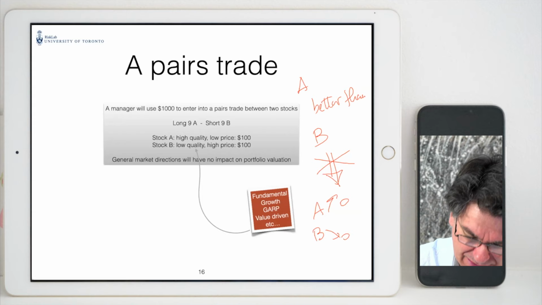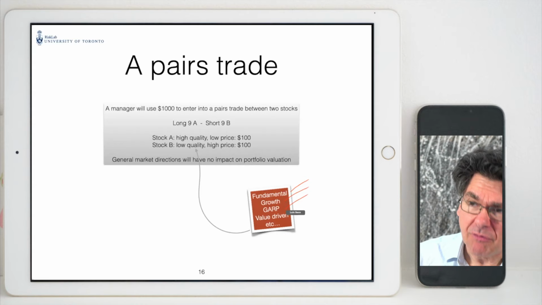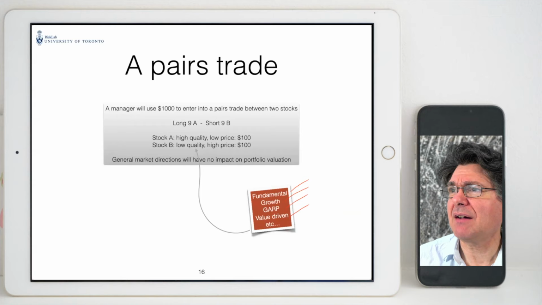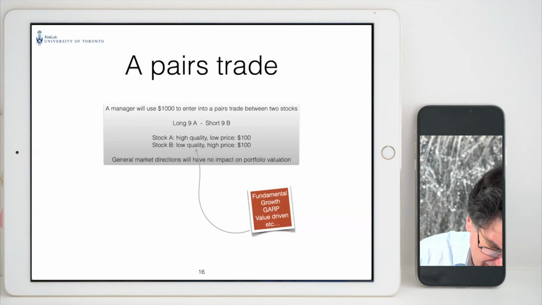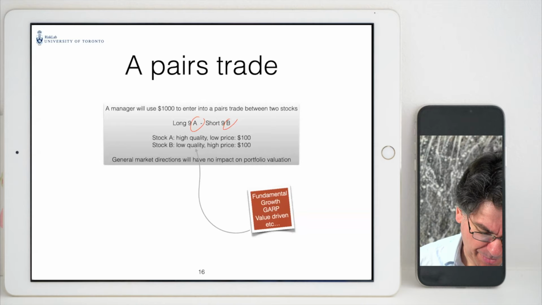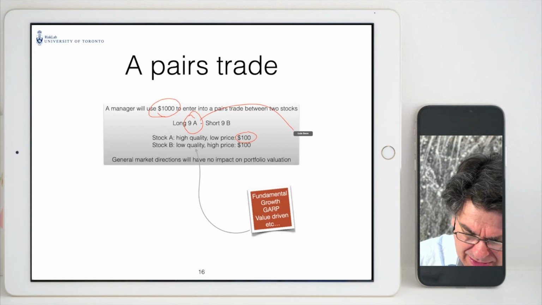Why do I think that? Well, it depends. If I'm a fundamental trader, or I'm a growth trader, or a gap trader, it depends on how I do my analysis. But when I have an analysis that tells me that A is better than B, then I can build a trade like this. Okay? Note one thing. In building this trade, because I have $1,000 and A is $100, I'm going to do 9 As, because 9 As is $900. I have $1,000, so I have enough. Okay?